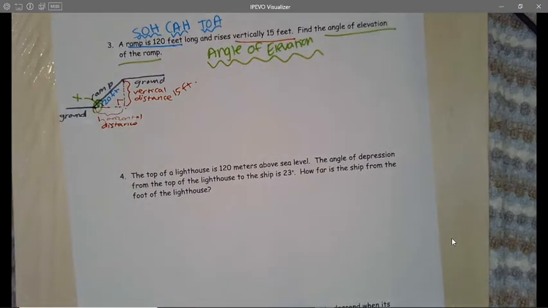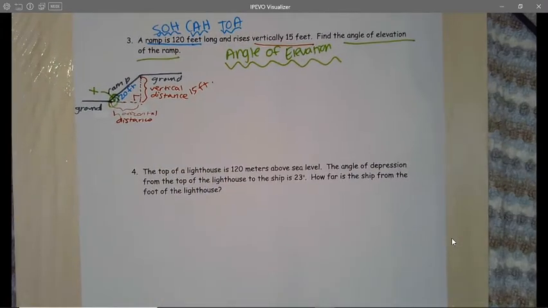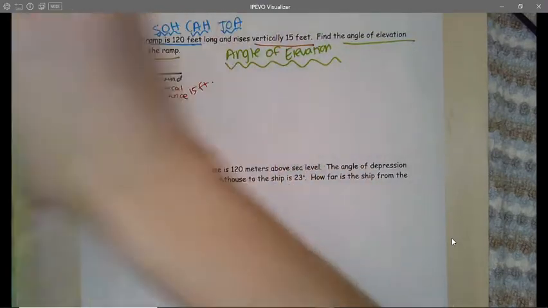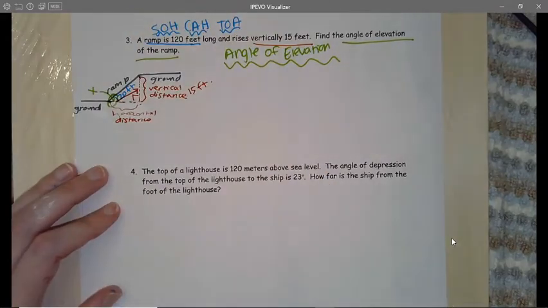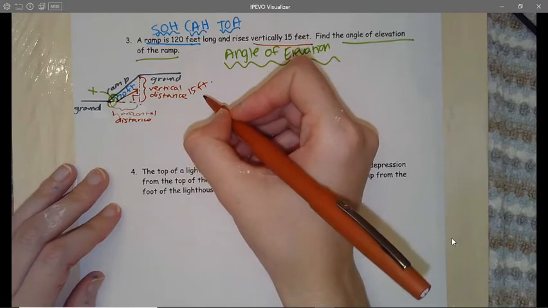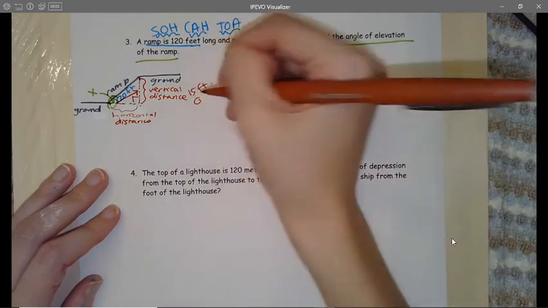Okay, well, let's get started, you guys. So first thing, let's label the parts that we were either given or trying to solve for, which this time we were given the two sides of the right triangle. So this side, the vertical distance of 15 feet, is the side directly across from the angle of elevation we're solving for. So which side of the right triangle is the 15 feet? Absolutely, that would be the opposite side.